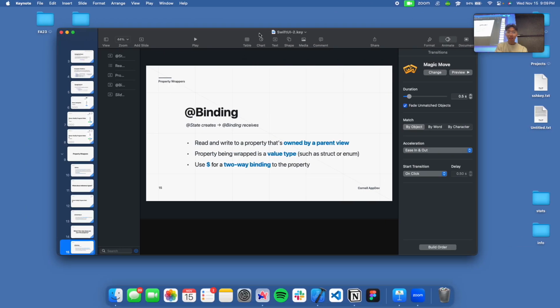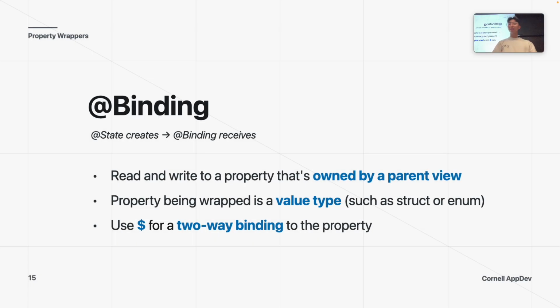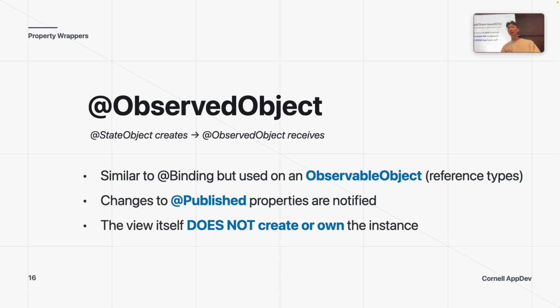All right. So, in addition to @Binding, obviously we have value types and reference types. We have value types if you own it, reference types if you own it. This is a value type if you don't own it. We also have a reference type if you don't own it. That's @ObservedObject. So @StateObject creates it and @ObservedObject receives it.